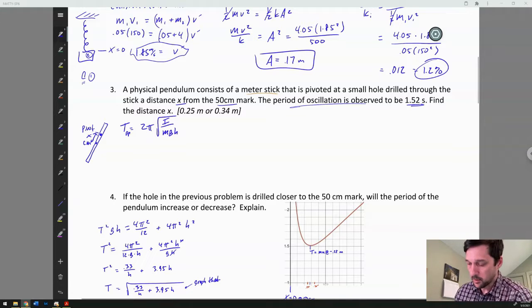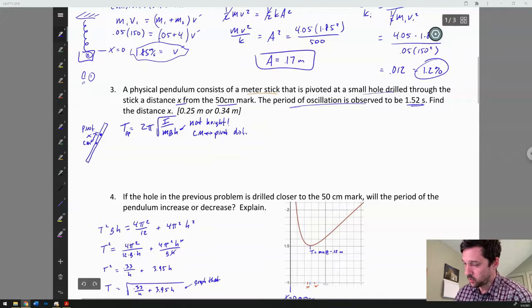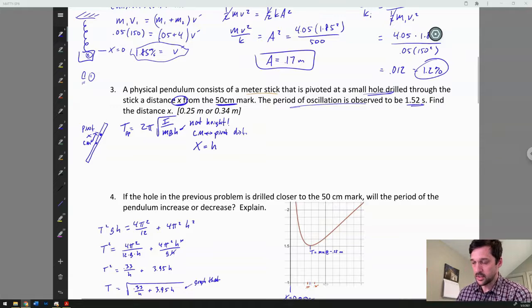This is sort of the official formula, and we need to unpack this a little bit because h is not height. It's kind of like we ran out of distance variables and now we're recycling them and it's context dependent. Well, h in this case is the center of mass to pivot distance. So we were just told that the small hole was drilled some distance x from the 50 centimeter mark. Well, the center of mass is at the 50 centimeter mark, and the hole is drilled x away from there. So basically that's telling us that our distance x is this value h in this context. It's the distance between the center of mass and the pivot point.